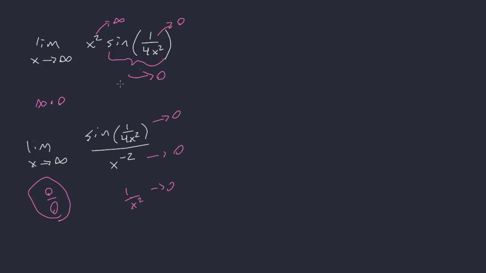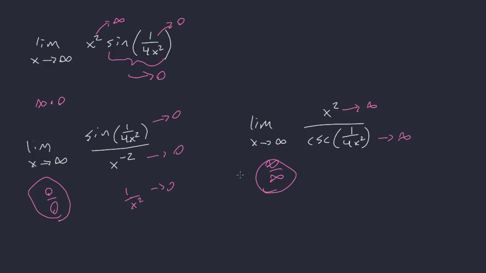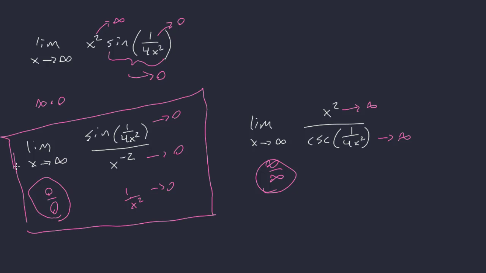Another way you could go about it, like we did before, is move the sine down and turn it into a cosecant. Right, so we could make this x squared over cosecant of 1 over 4x squared, and that would turn this into an infinity over infinity case. All right, so which way you decide to go is not really going to matter that much. It should work either way. However, I will say that I'd much rather deal with the derivative of sine than I would of cosecant. Okay, so I'm going to look at this version of it with the 0 over 0 case.